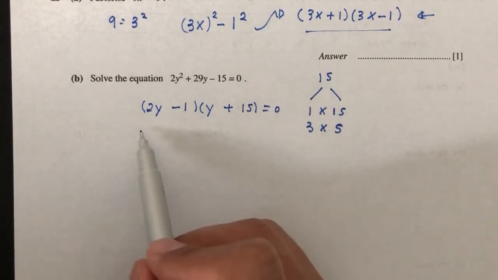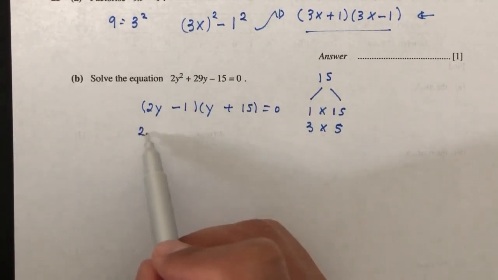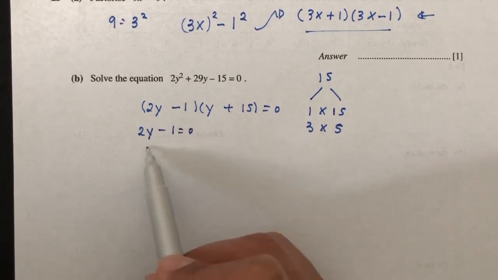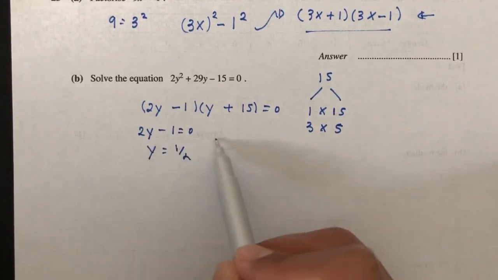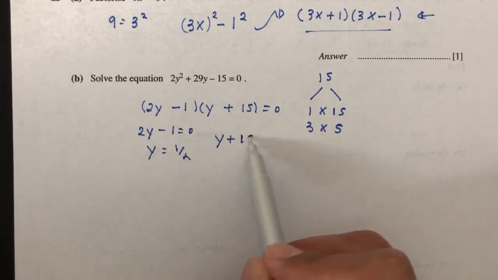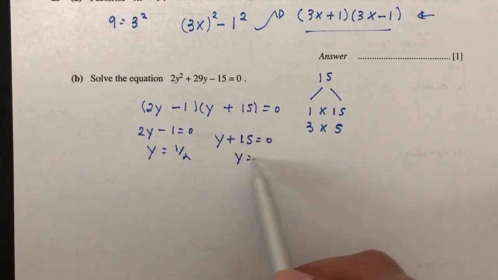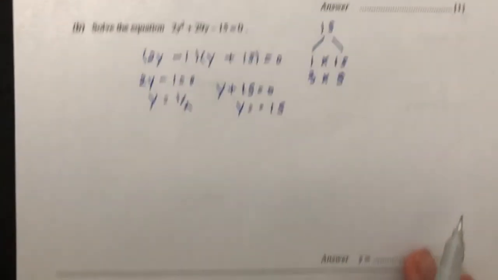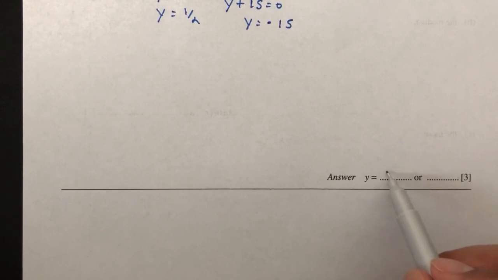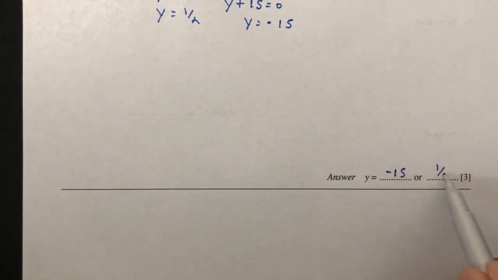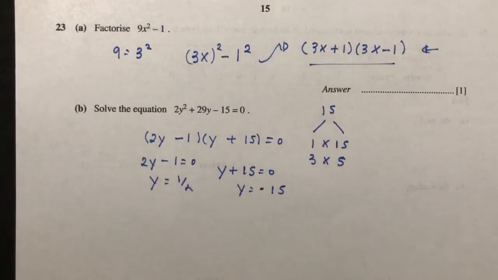So now we expand. Now we solve. So 2y minus 1 is 0. So y will become half. 2, so y plus 15 equal to 0. y will become minus 15. So your answer will be minus 15 or half, and that is question number 23.